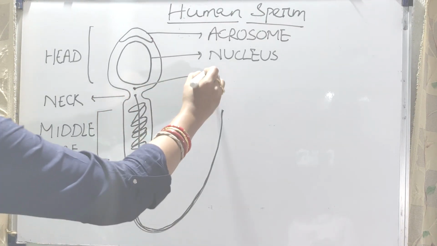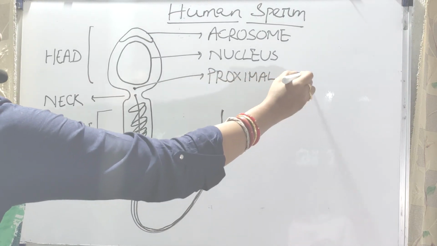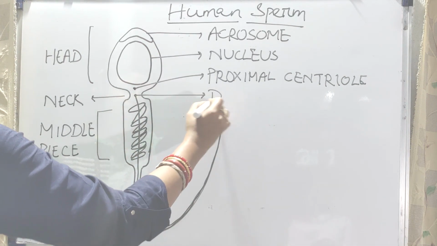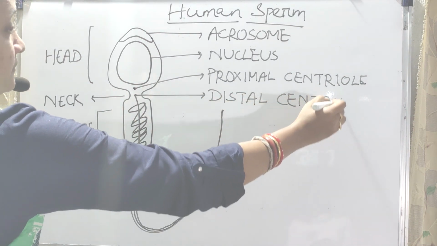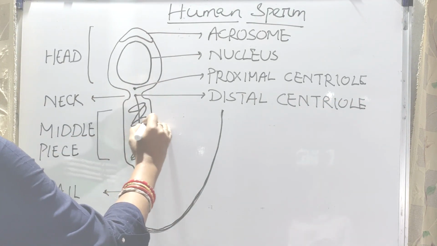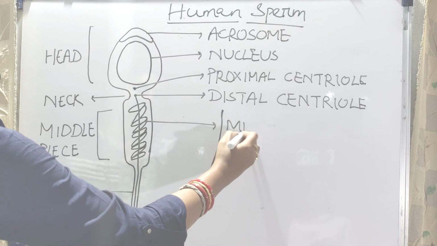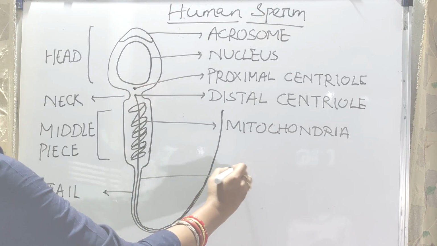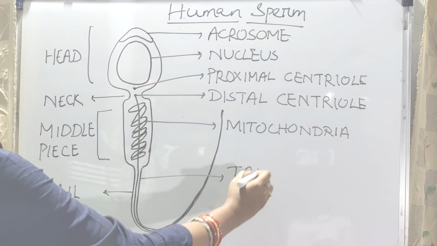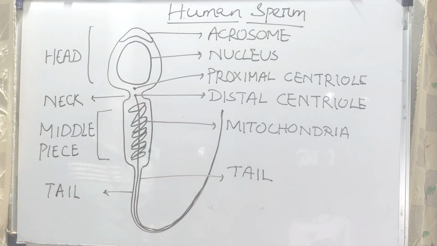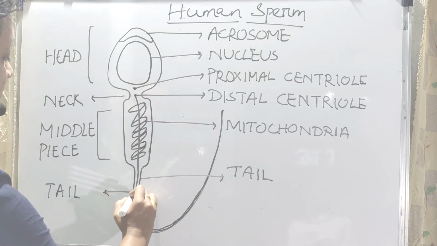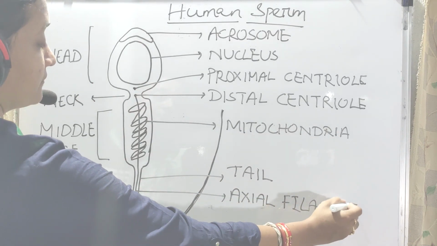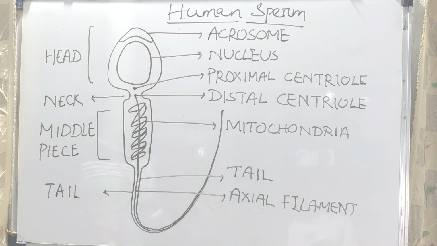This is proximal centriole. And this is distal centriole. This is mitochondria. This is tail. Already it is labeled, but label the axial filament, which passes through the tail.